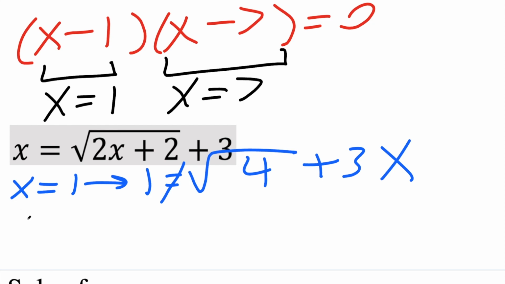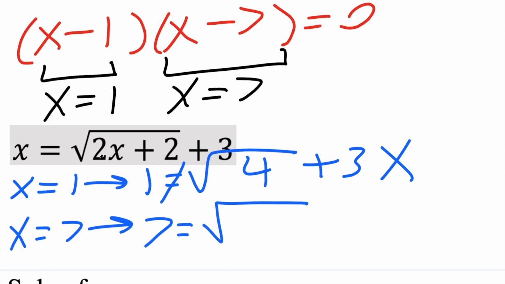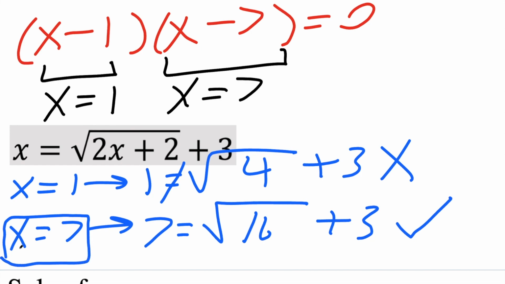Now we need to try 7. x is equal to 7. Let's try it out. We put a 7 right here, is equal to the square root of 2 times 7, which is 14. 14 plus 2 is 16. Plus 3, and the square root of 16 is 4. 4 plus 3 is 7, so this is a correct answer. So for this problem, the only answer is x is equal to 7, and x is equal to 1 is an extraneous solution or a bad answer. So it's not a true answer for this problem.